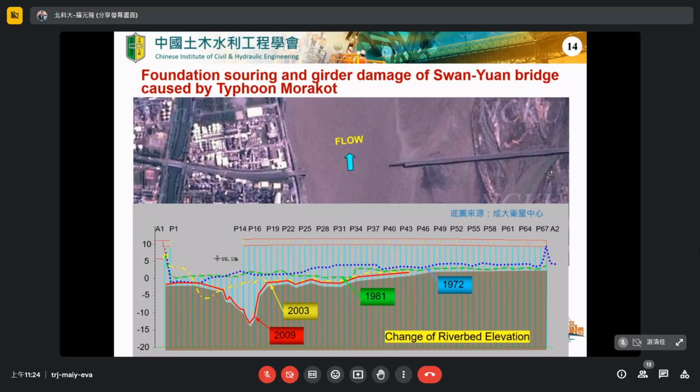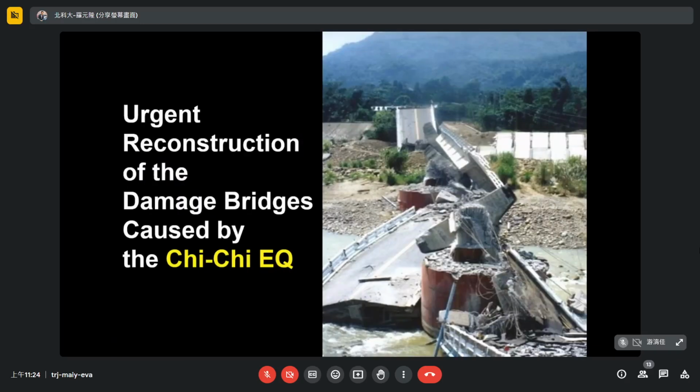And finally, in 2009, the riverbed change is shown by the red line. You can see the location at pier 14 here. The scour depth is very, very large. And eventually, when the typhoon flood struck the bridge, the bridge pier and bridge foundation were destroyed.